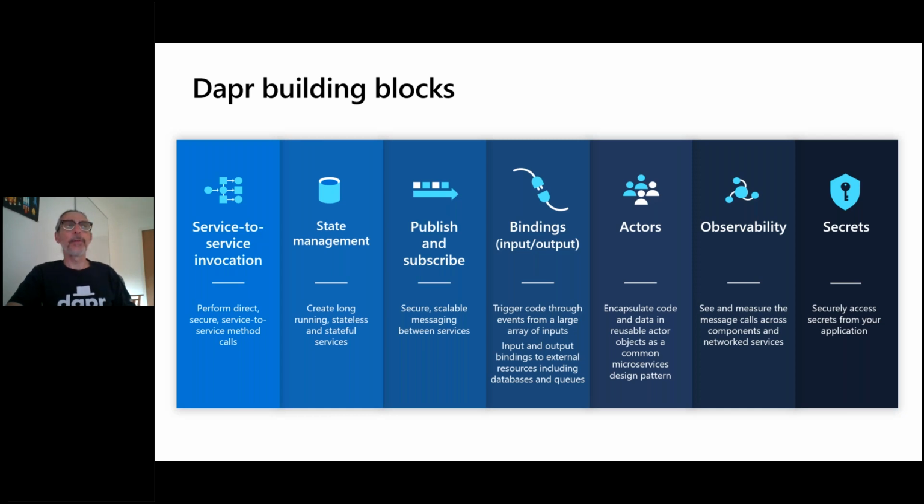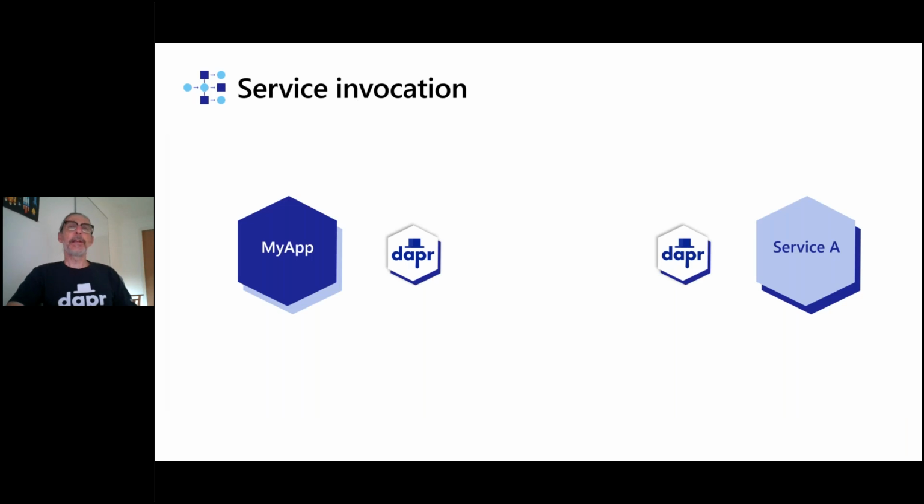Let's start off with a couple of those first to talk about exactly how they work and how you take advantage of them. So let's start off with service invocation. What is service invocation? Service invocation is where I have two services and I want to be able to call a method on it remotely. It's just like an RPC call.